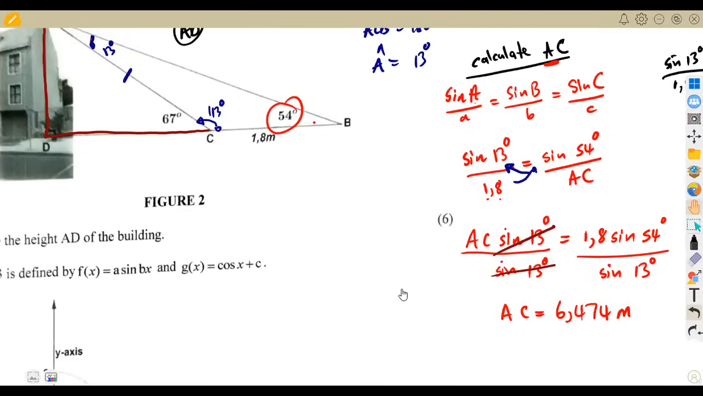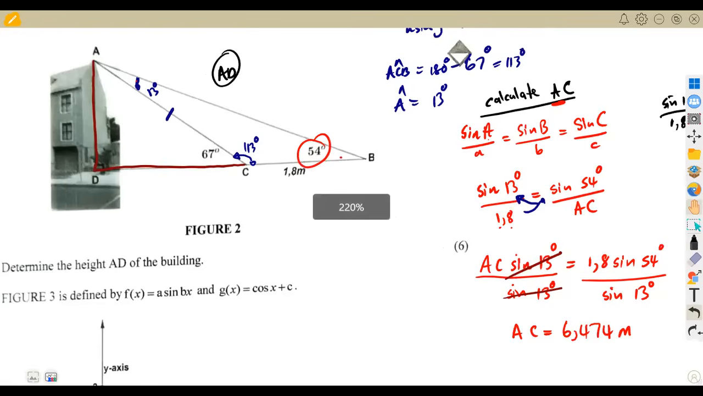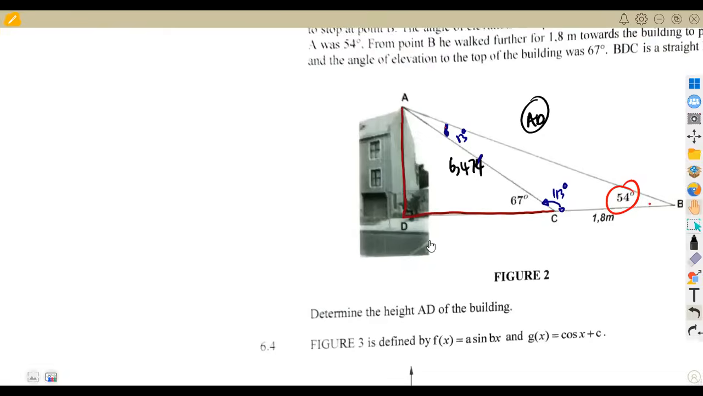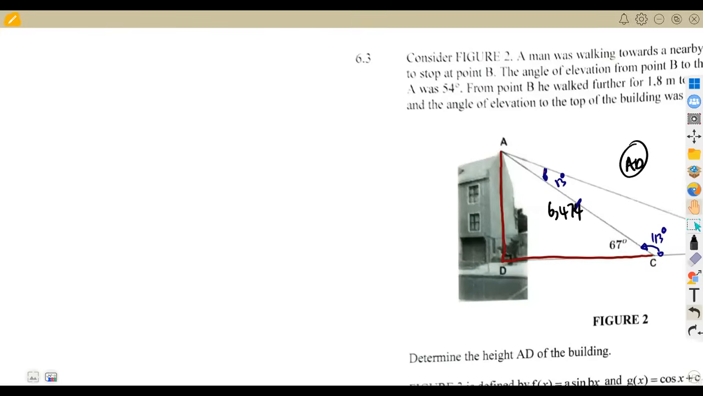AC is 6,474. If you calculate AC, you're going to use the inner part of the triangle, the triangle that is inside this one. From A to D it will be at 90 degrees, and here we've got 67 degrees at C. So this is our AC, which is 6,474 meters. So how are we going to calculate the length of AD?